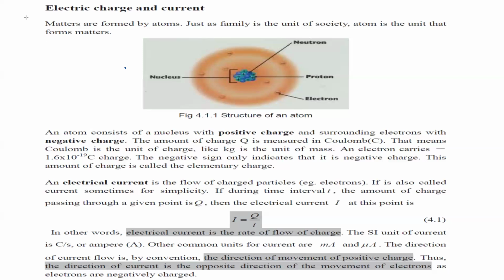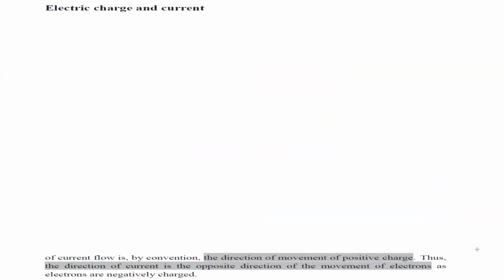So why don't we say it's a movement of protons? The reason is that the protons are tightly bonded in the nucleus, so they don't come out of the nucleus unless there's a change in the nucleus. That's why mostly what we observe is a movement of electrons. So the electric current is the rate of flow of charges. How many charges will move through a wire every second? We call that electric current.